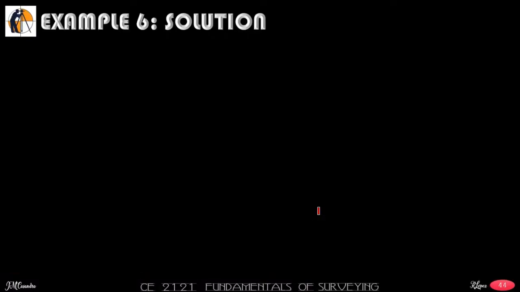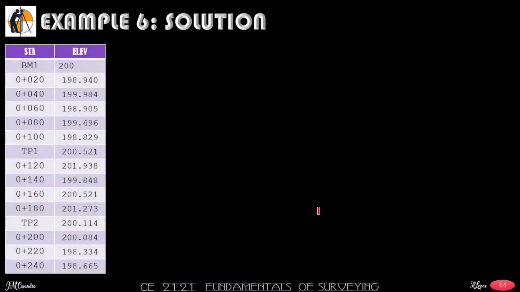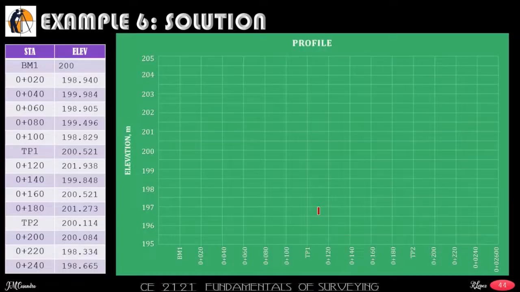For our profile section, again from our computed elevations, so we have here our stations at the horizontal, elevation at the vertical. So our section now looks like this one. So you are traveling up and down in this route.